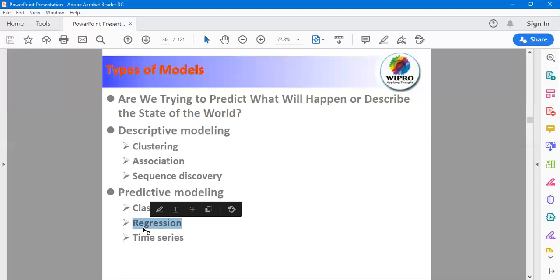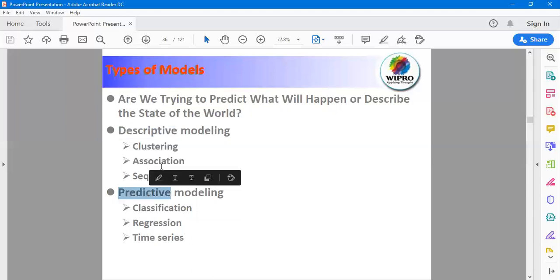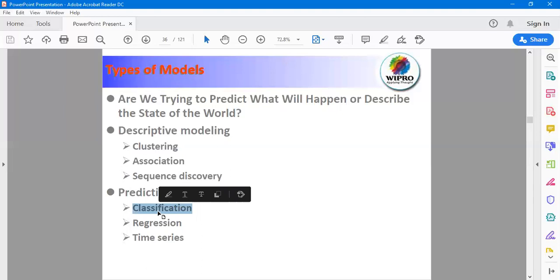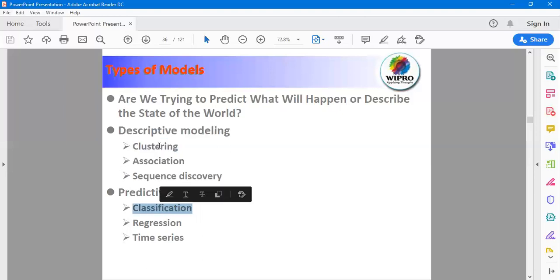Just to summarize, in terms of modeling they have been classified into descriptive and predictive. In our previous lecture, we said that clustering is a part of classification itself. But when we are trying to describe something, we can use clustering. And if we are trying to predict something, we should go for classification algorithms. Again, we will discuss in general what the clustering algorithms and classification algorithms are.